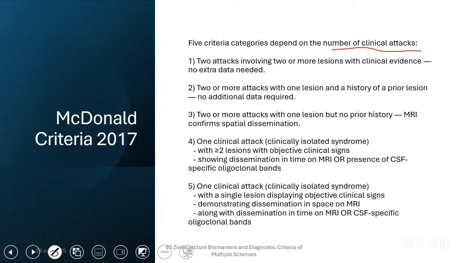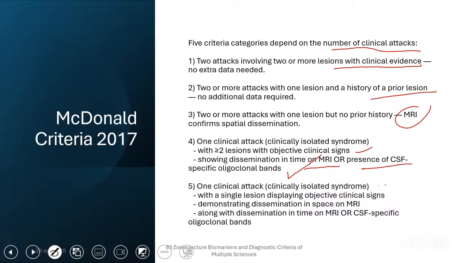Two attacks involving two or more lesions with clinical evidence, no extra data is required. Two or more attacks with one lesion and a history of a prior lesion, no additional data. Two or more attacks with one lesion but no prior history, MRI confirms spatial dissemination. Only one clinical attack, that is clinically isolated syndrome, with two or more lesions with objective clinical signs, showing dissemination in time on MRI or positive CSF specific oligoclonal bands.